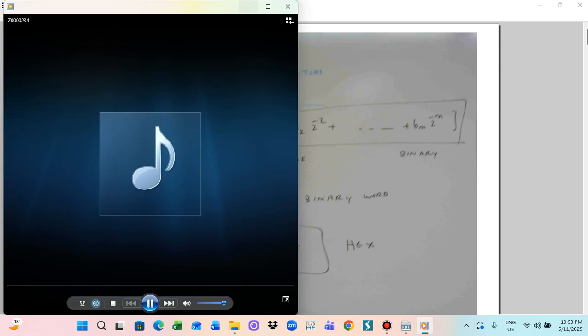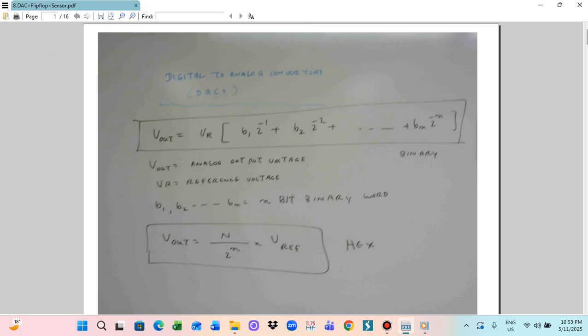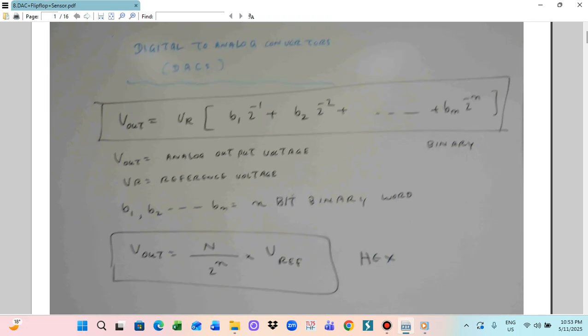Today's topic is the digital to analog converter. In the last video, I gave you the analog to digital conversion. So we use the digital signal for control, and in this case, we have to install various AND gates, OR gates, and NAND gates to get the required output digital function.